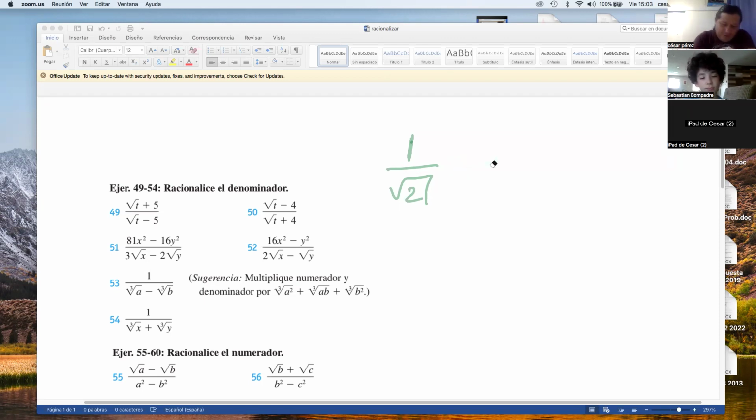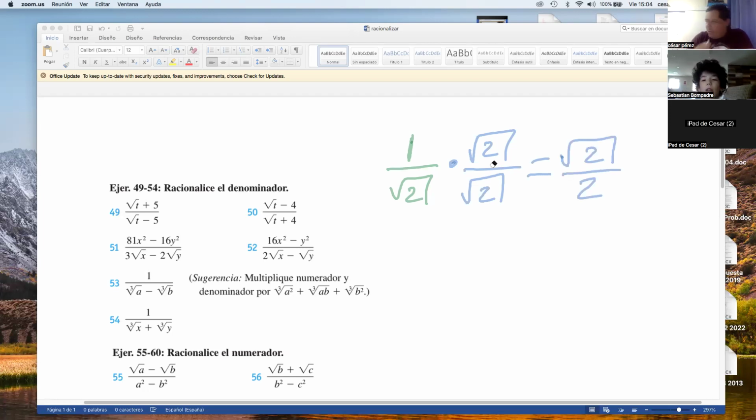If we multiply this by the square root of 2 divided by the square root of 2, we will get the same number, but it will look different. Let's do this. So the square root of 2 over 2. It's the square root of 2 over 2. That's easy.